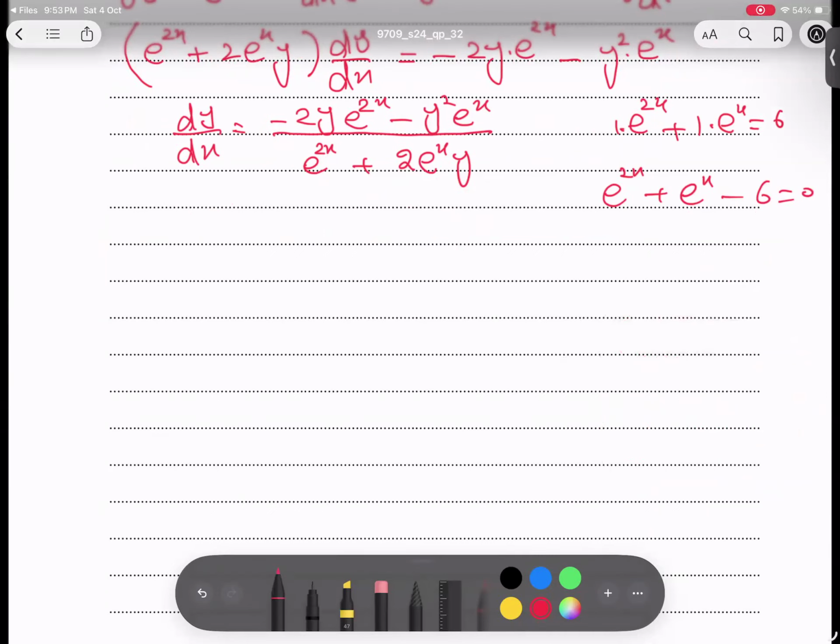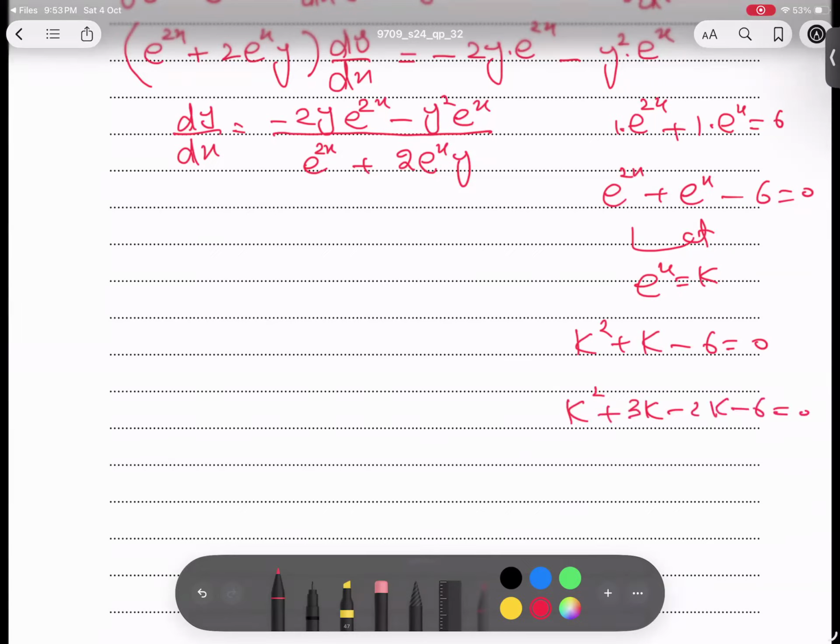So I can say let e to power x be equal to k. So this is k and this becomes k square. So I can say k to power 2 plus k minus 6 is equal to 0. Factorization: I'm trying 3 and 2 to make 6.